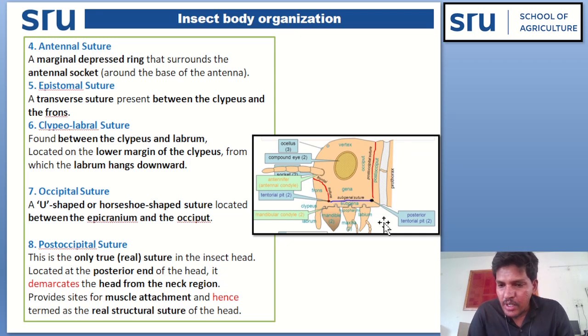Post-occipital suture. This is the only true suture in the insect head, located at the posterior end of the head, and it demarcates the head from the neck region. It separates the head from the neck region. That's why we call the post-occipital suture the real suture of the insect head.